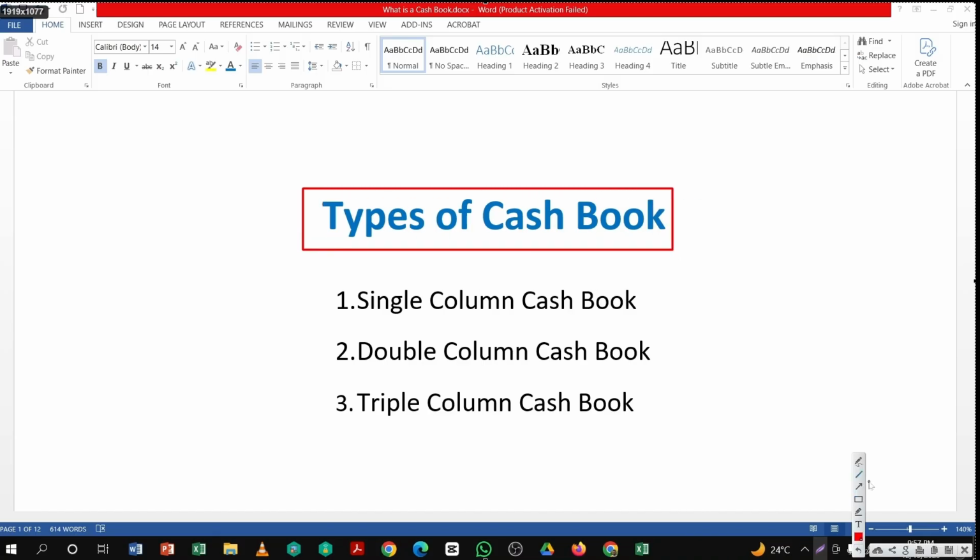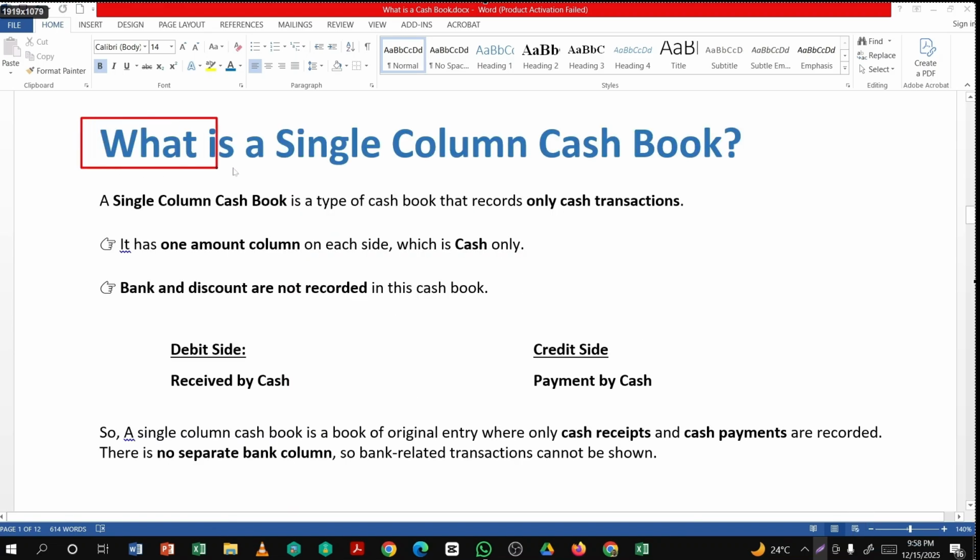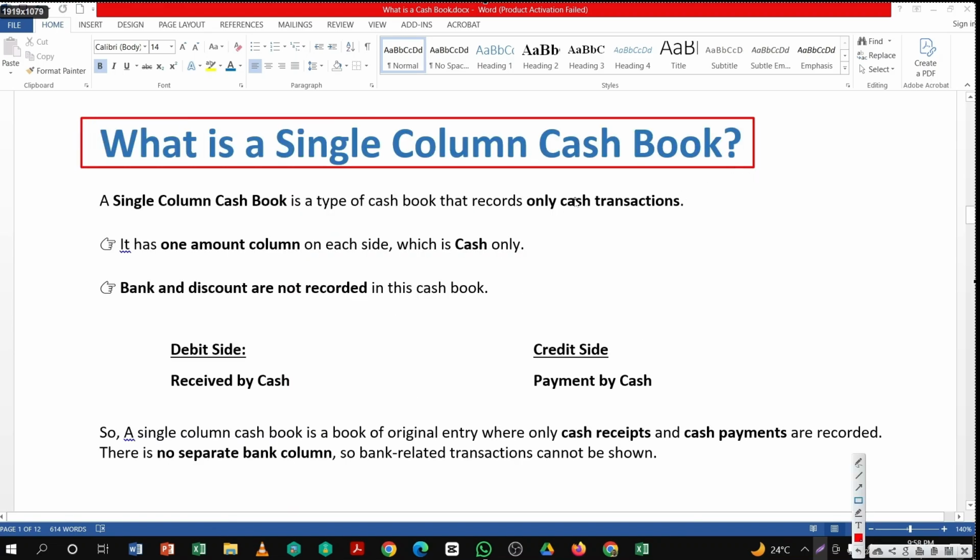Types of cash book. Cash books are of three types. One is the single column cash book, second is the double column cash book, and third is the triple column cash book. What is a single column cash book?